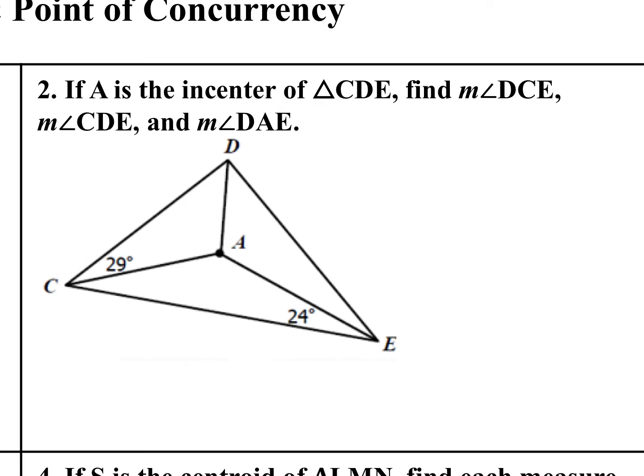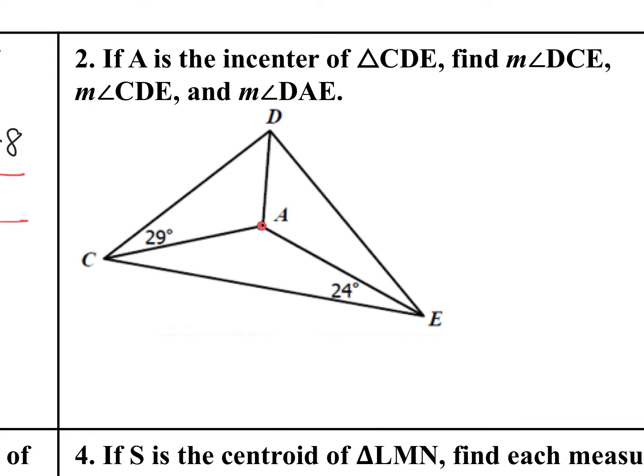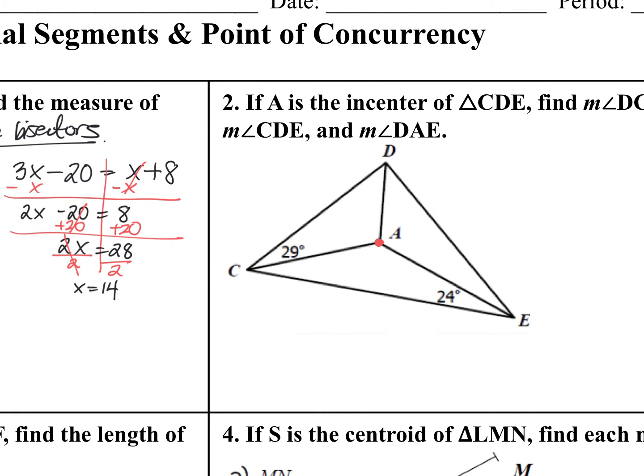All right, number 2. Again, we are given that point A is the incenter of triangle CDE, and we're asked to find these 3 angle measures. All right, so let's go ahead and go based on what's given to me. Since I know that point A is an incenter, I can conclude that CA, DA, and EA are angle bisectors. I know they're angle bisectors because angle bisectors create the incenter.